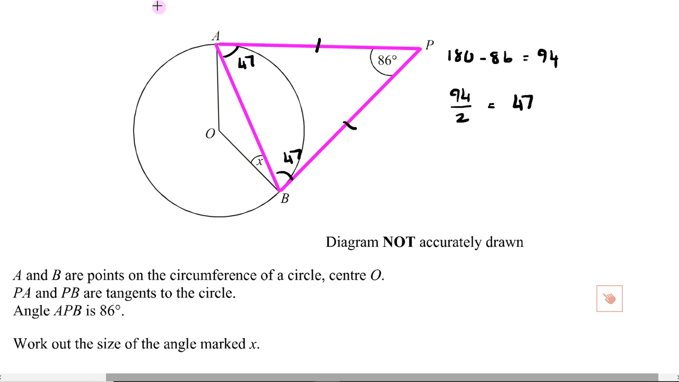Now the next thing that I know, the rule that we've got, is that this is a tangent to the outside. What do I know about the angles of a radius and a tangent? They add up to 90. So I know that x plus 47 has to equal 90 degrees.